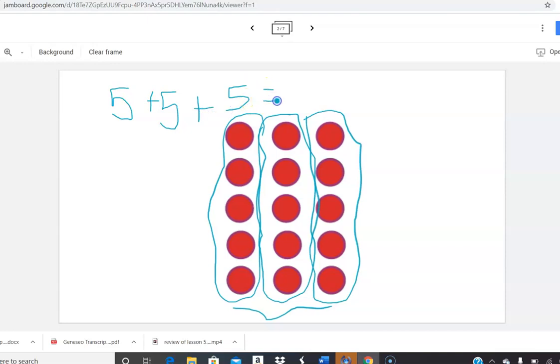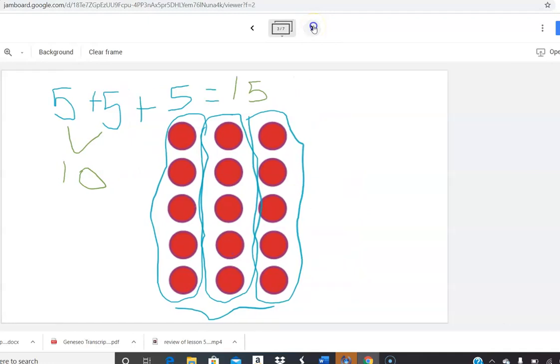And let's see if we get the same answer, okay? So I have another doubles fact that we can use. 5 plus 5 equals 10. And then 10 plus 5 equals 15. So it doesn't matter if you count by columns or if you count by rows across, you will still get the same answer, 15. So this one, we had 3 groups of 5. There was 5 in each group.